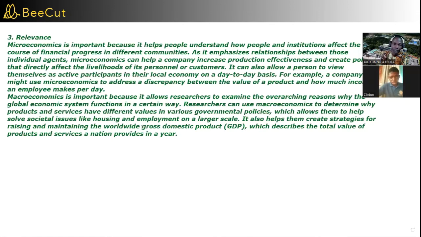GDP. Yes. GDP, yes. Total income of a country.